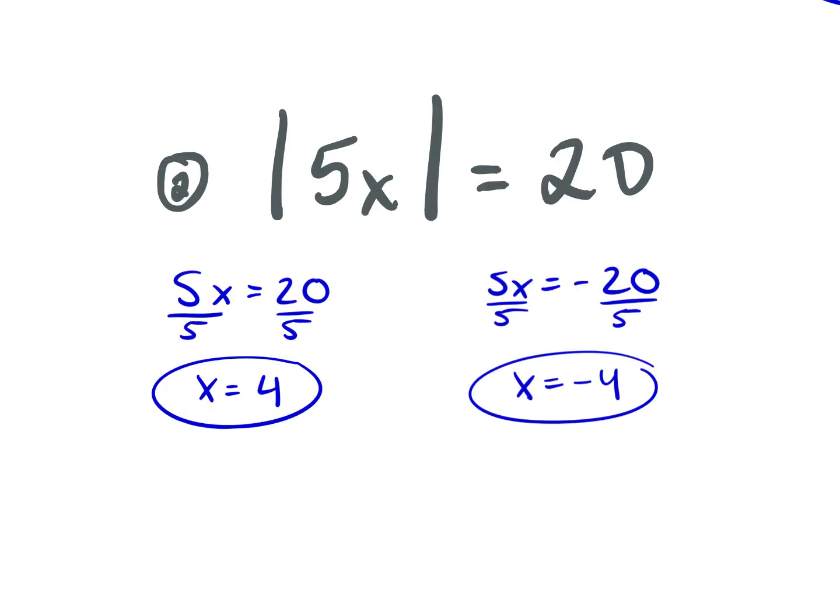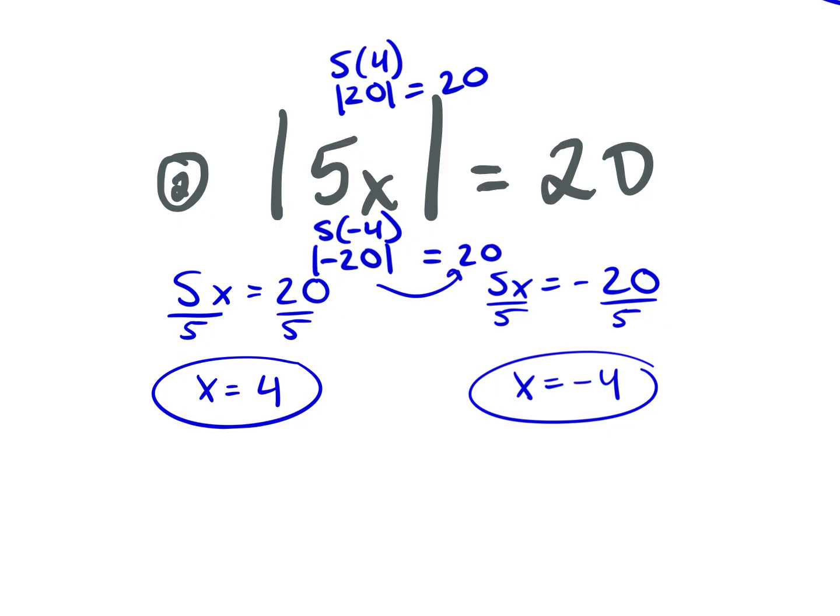If we plugged in 4, right? 5 times 4 would be 20. And the absolute value of 20 is what? 20. So that works. If I plugged in -4, 5 times -4 is what? -20. So what's the absolute value of -20? 20.